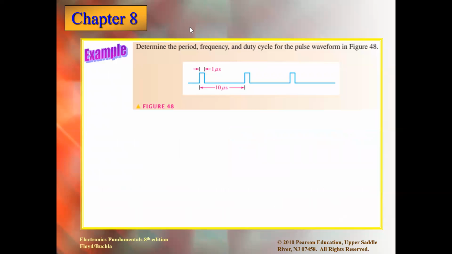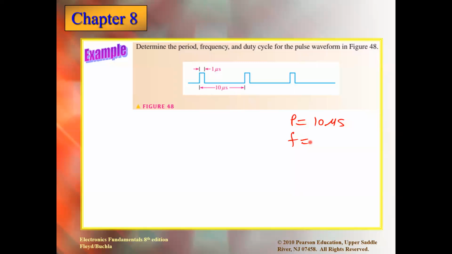This is the question for you. Determine the period, frequency, and duty cycle of the pulse waveform in the figure. So first you need to find the period. Can you tell me what is the period of the given waveform? Yes, exactly. So T is equal to 10 microseconds. Very good.